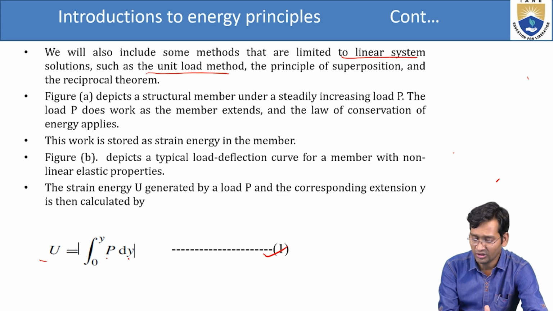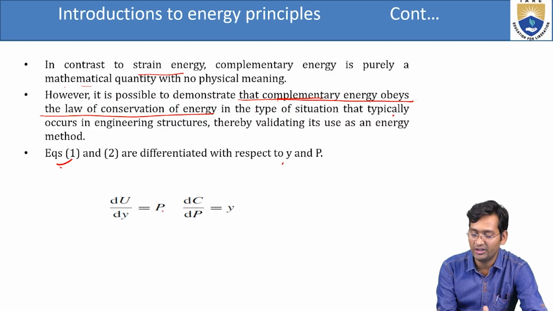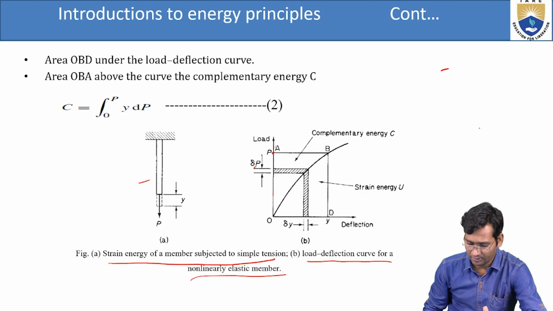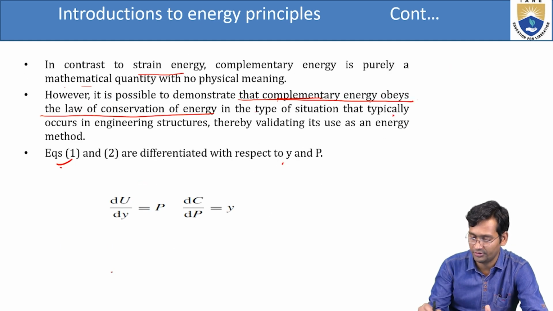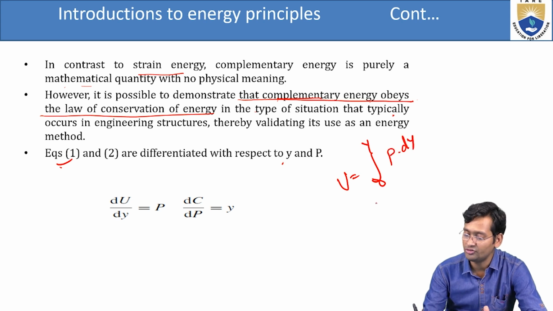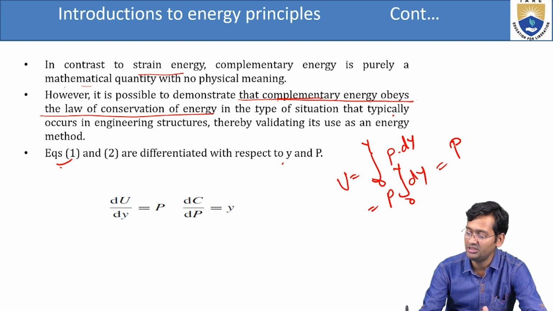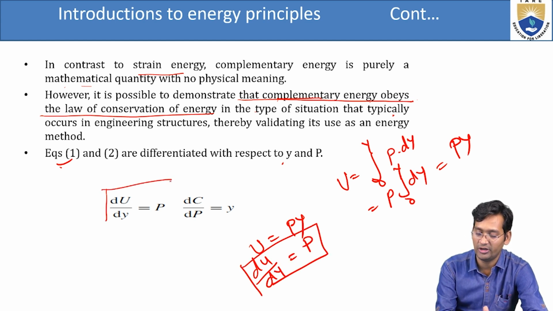Okay, so we can write this as du/dy equals p. After integrating, what will you get? Let's integrate: u equals the integral from 0 to y of p dy. p is constant, so it comes out of the integral; integration from 0 to y gives py. So u equals py. Now differentiate this with respect to y, so du by dy equals p. Right, that is here, du by dy equals p.